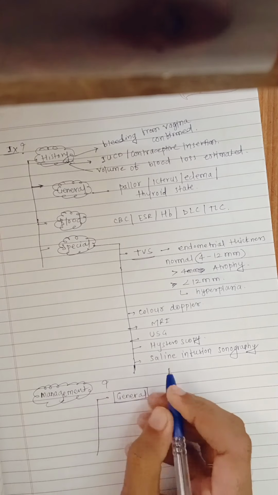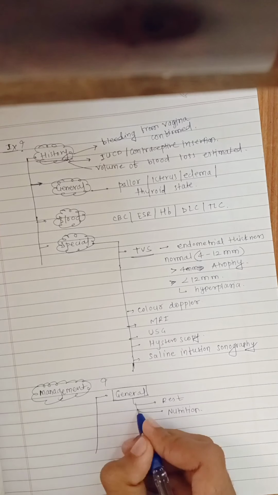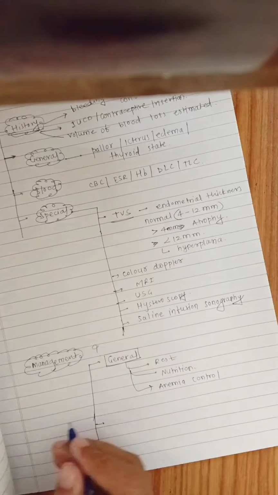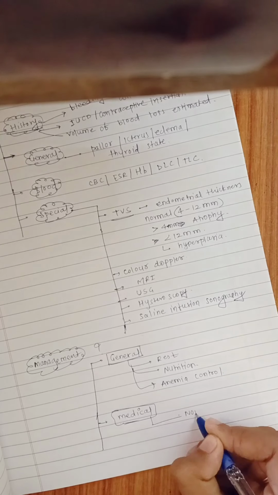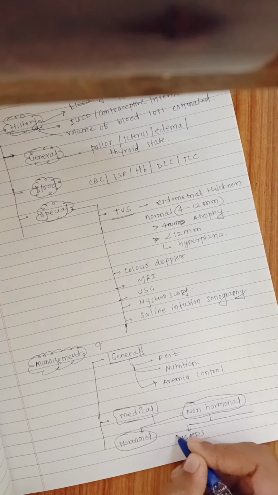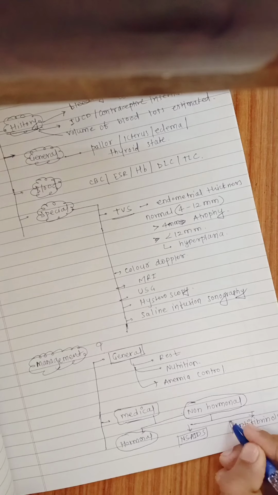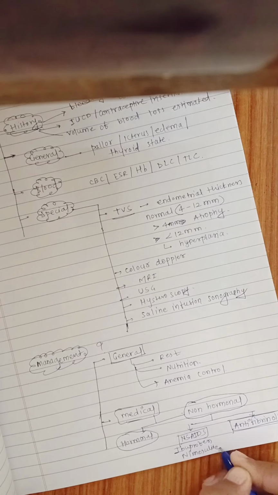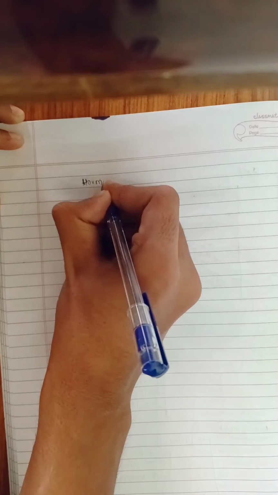Management. What is the management? First step is general management: rest, nutrition, anemia control. Second being medical management, non-hormonal and hormonal management. Non-hormonal: non-steroidal anti-inflammatory and antifibrinolytic. Ibuprofen, nimesulide are NSAIDs and tranexamic acid is antifibrinolytic.